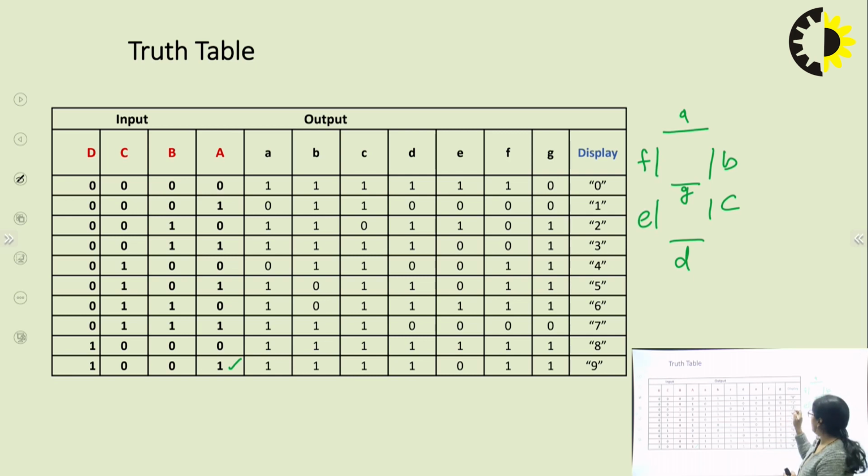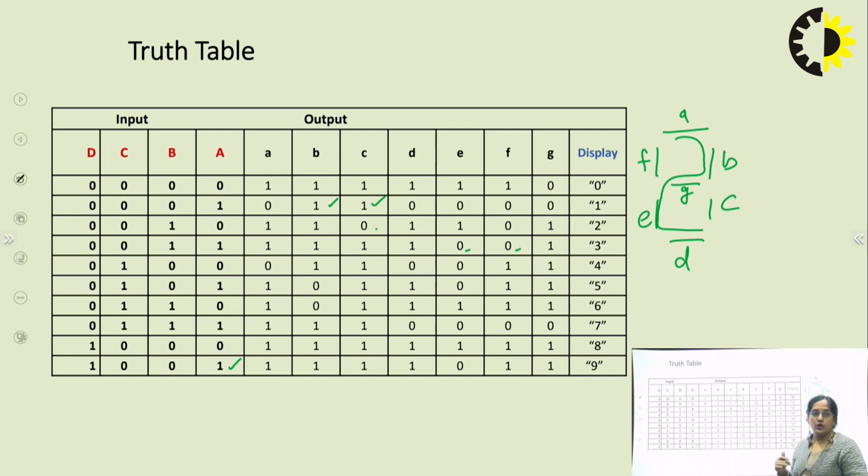To display 1, B and C should be on, others are 0. To represent 2, C and F should be off. So you see that C and F should be in off condition. In case of 3, we will find that F and E should be in off condition. In this way, we will make this table. We create this table for the 0 to 9 combinations.